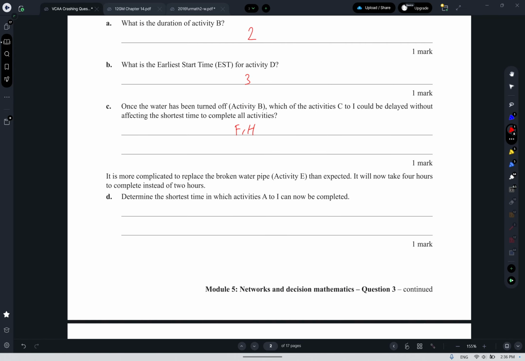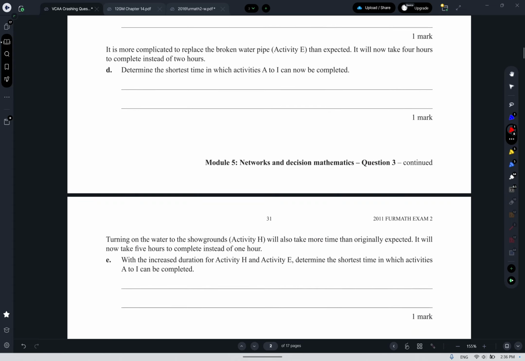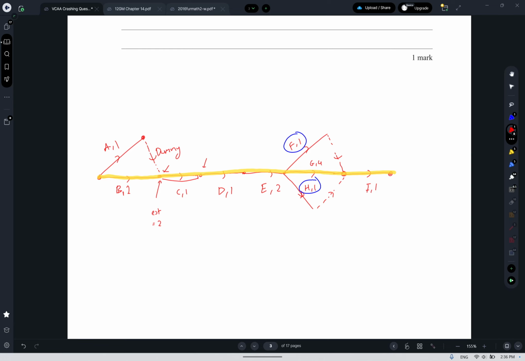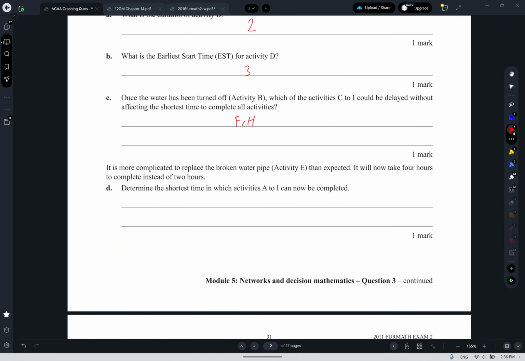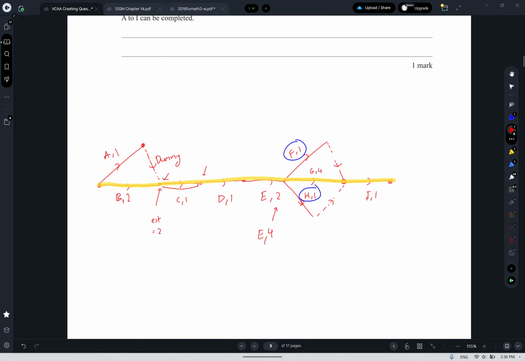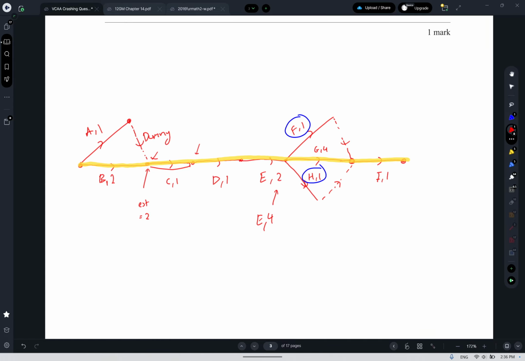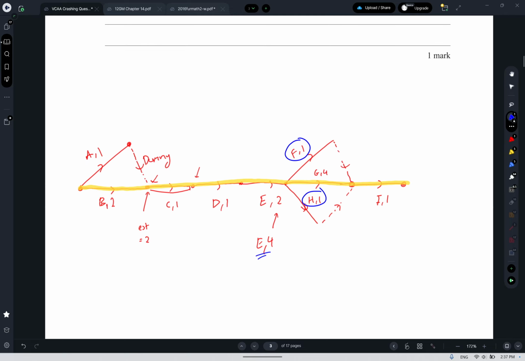It is more complicated to replace the broken pipe E than expected. It will now take 4 hours instead of 2. Activity E will now take 4 instead. Okay. Determine the shortest time we can complete the project. Sure, it's just going to add 2, right? Whatever our original completion time was, it's going to add 2 to it because our critical path has been delayed by 2 hours, or days, or weeks, or whatever it was.